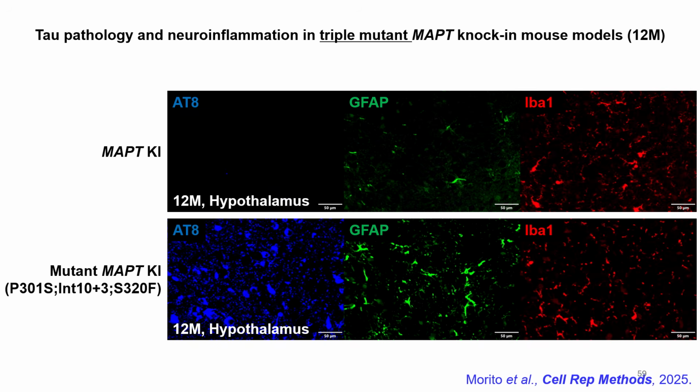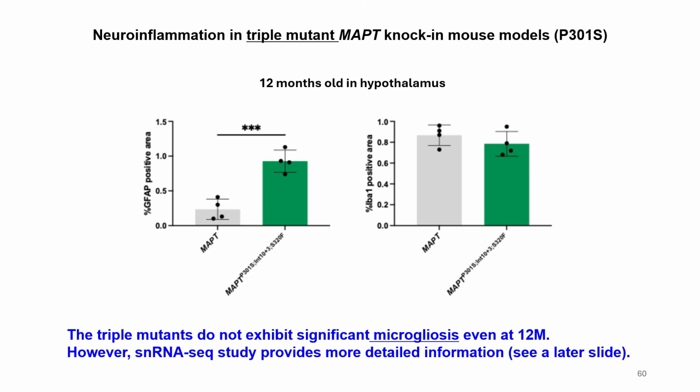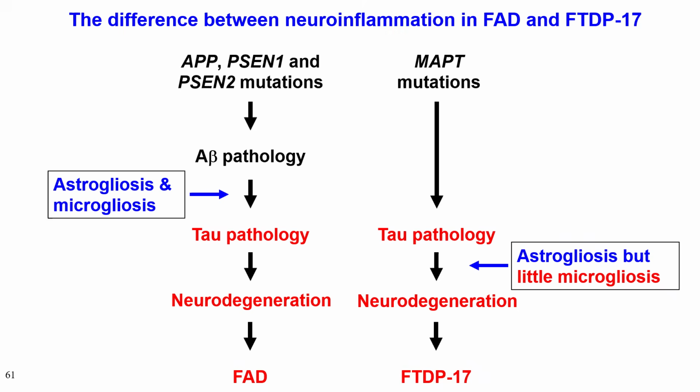Here is the quantified data. However, single-nuclear RNA-seq study provides more detailed information, as you will see later. To summarize these observations, whereas A-beta pathology accompanies astrogliosis and microgliosis, tau pathology induces astrogliosis, but little microgliosis. I suggest you be careful when you analyze neuroinflammation in your tauopathy models.